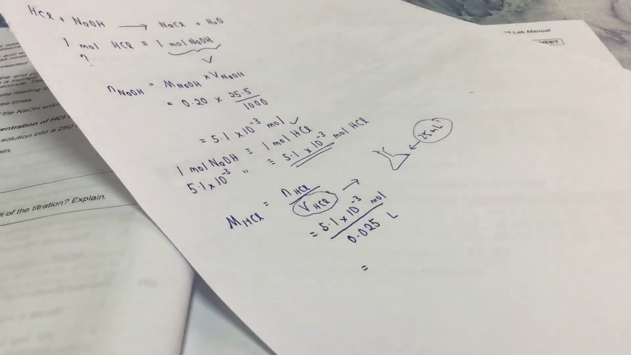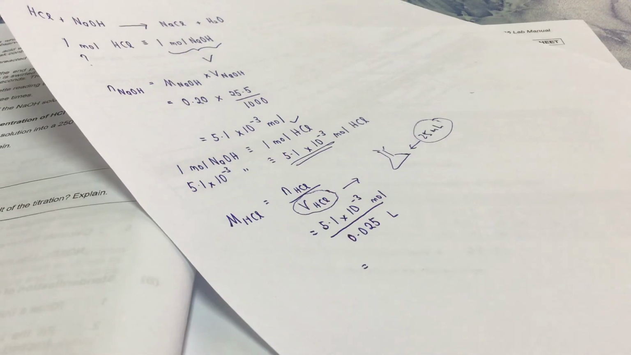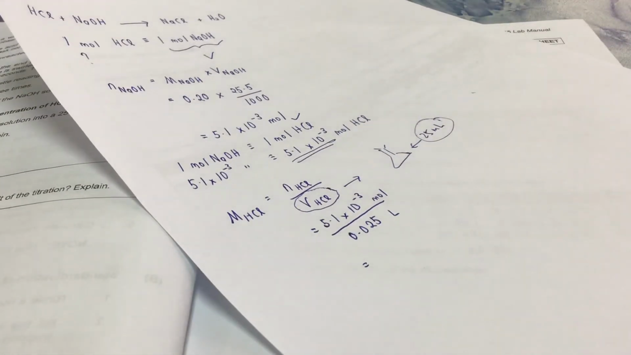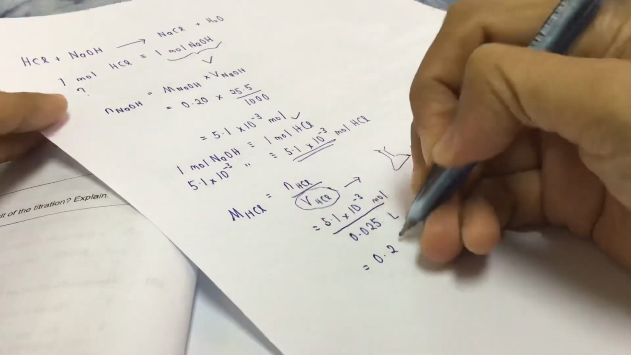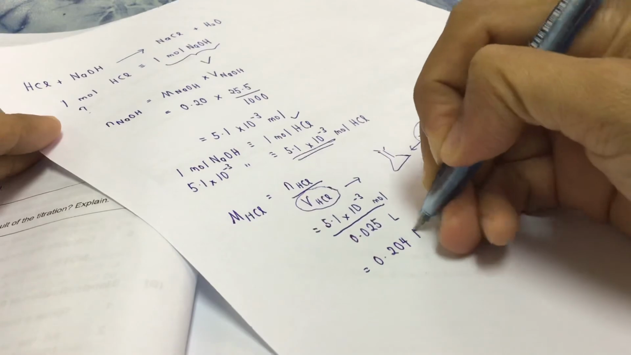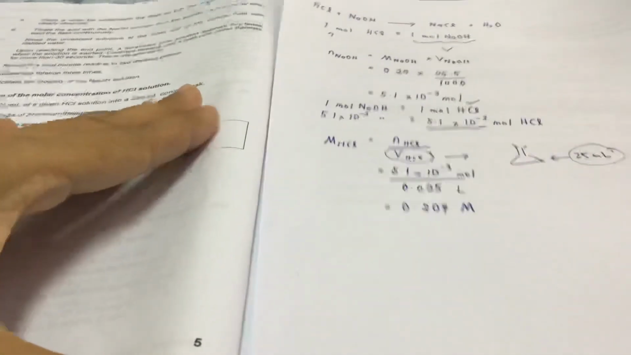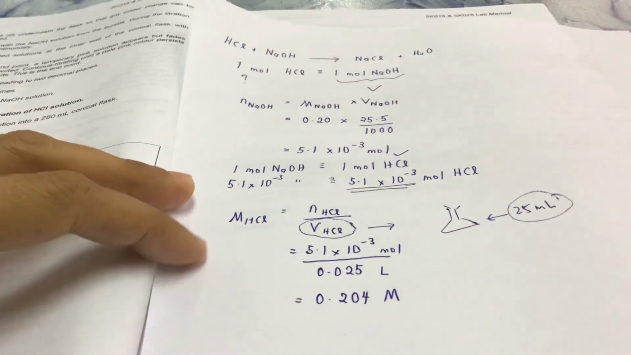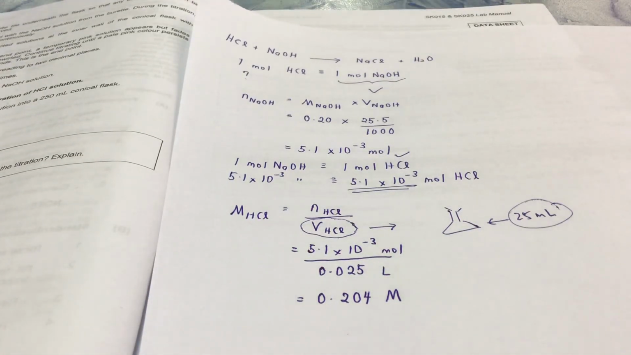So divided by 0.025, kita dapat 0.204 molar. So this is how we calculate the molarity of HCl solution for part C.